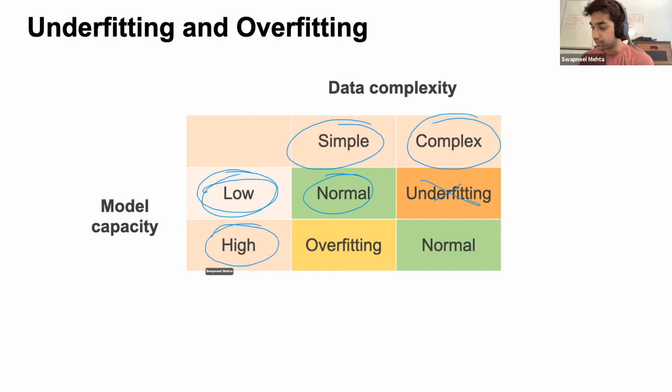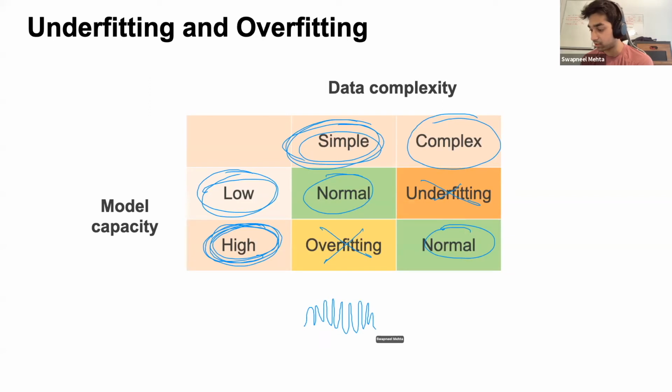However, if you increase the capacity of the model, then it works well. But if you have a super high capacity model for a super simple data set, then you're going to overfit and just memorize all your data. So with overfitting, you'll typically see these kinds of plots where the model is super complex in between the data points just because it can be.